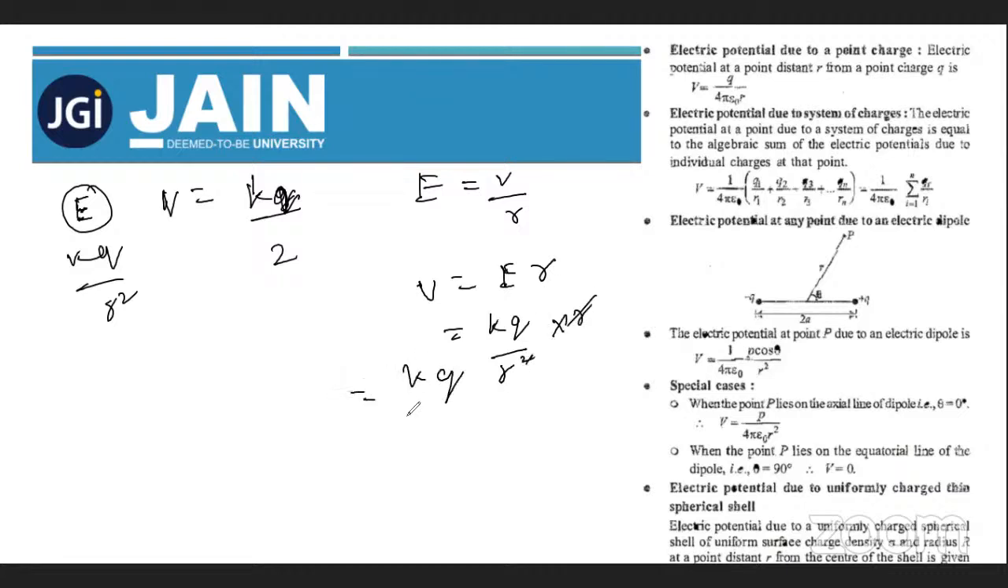So from finding out electric force, you can find out electric field. If you find out electric field, you can find out electric potential. All are connected to each other.